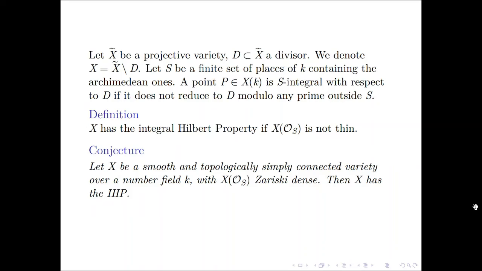And the analog of the conjecture of Corvaja and Zannier in this case becomes the following. Suppose that X is a smooth and topologically simply connected variety defined over a number field K and such that its set of S-integral points is Zariski dense. Then X has the integral Hilbert property.